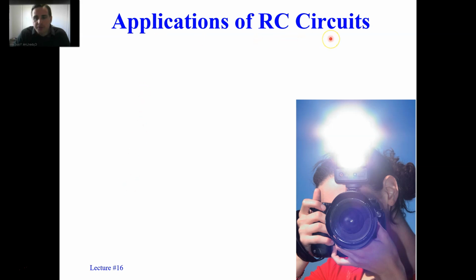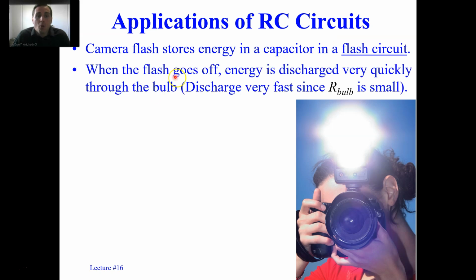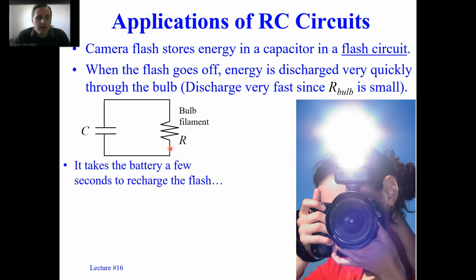Now, what about applications of RC circuits? I think I mentioned some of these in the intuition video as well. A camera flash stores energy in a capacitor in what we call a flash circuit. When the flash goes off, energy is discharged very quickly through the bulb. You discharge very fast because the resistance of the bulb is quite small. Okay, so here's a circuit diagram where you only have a capacitor and a resistor, and the resistor is the light bulb filament.